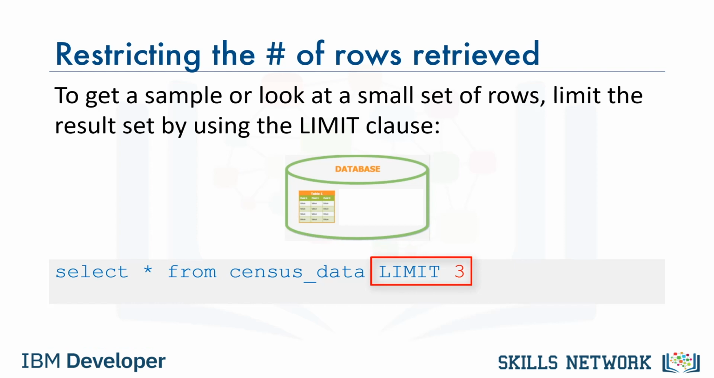For example, use the following query to retrieve just the first 3 rows in a table called census data. Select star from census_data limit 3. In this video, we looked at some considerations and tips for working with real-world datasets. Thanks for watching.